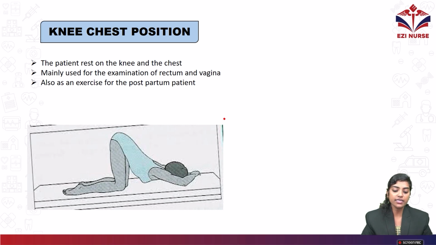Next, we will discuss the knee chest position. It means the patient rests on the knee and the chest. In the knee chest position, the particular patient rests on the knees and the chest.